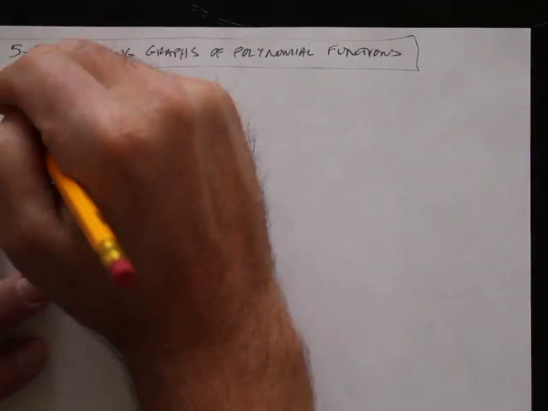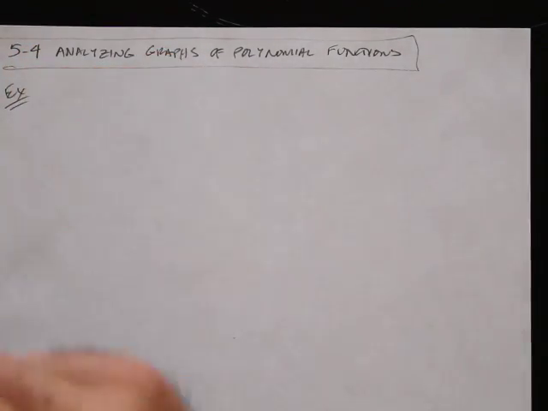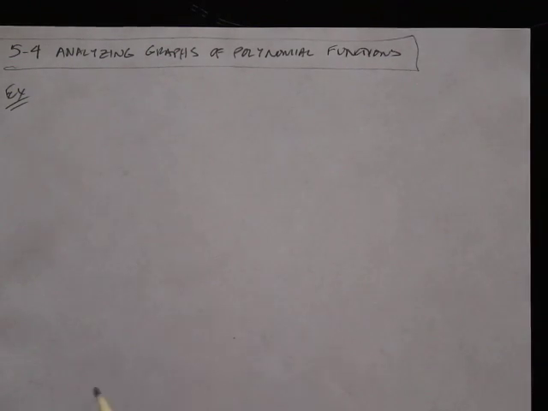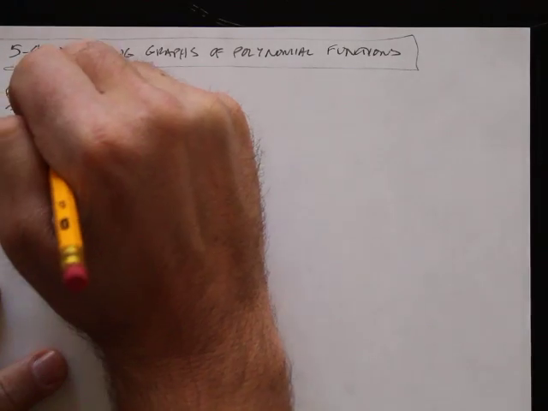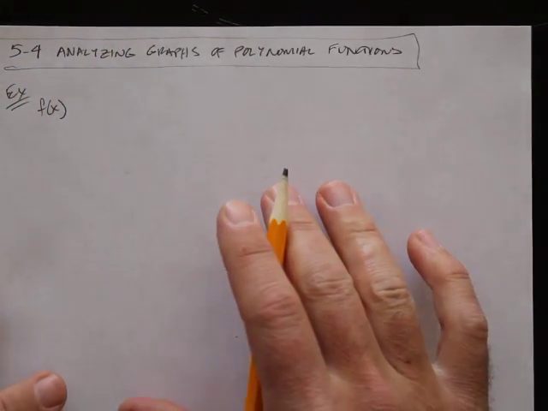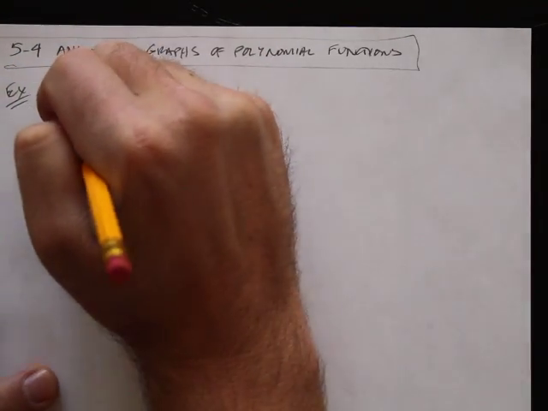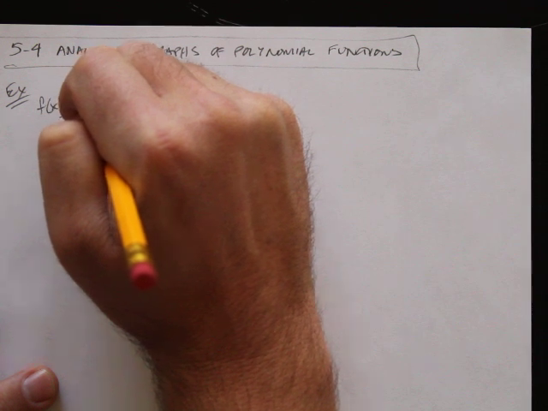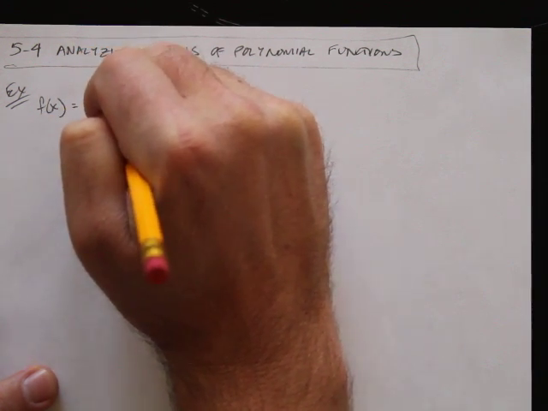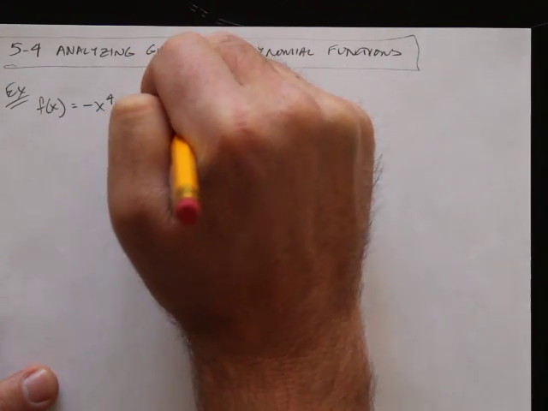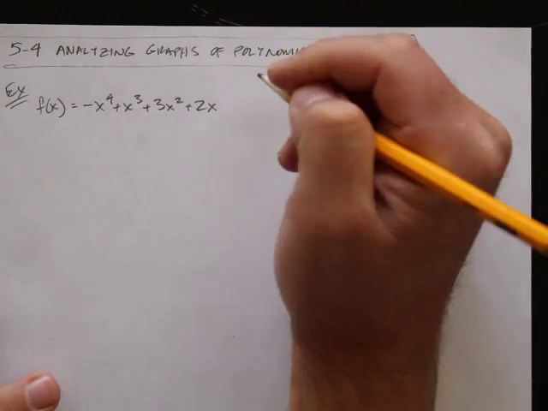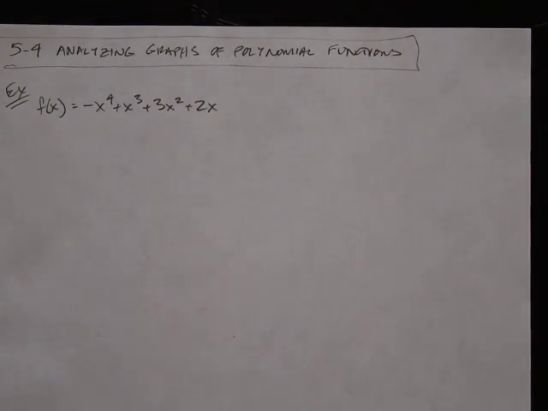Okay, example. So today, it's a little short, we're going to do 2 examples. We're just going to graph 2 polynomials. This one is negative x to the 4th power plus x cubed plus 3x squared plus 2x. That is our polynomial that we are going to graph.